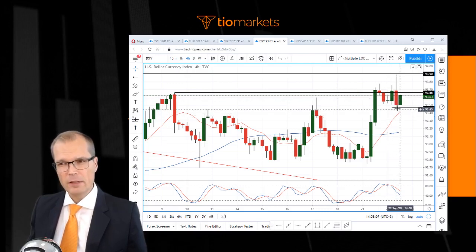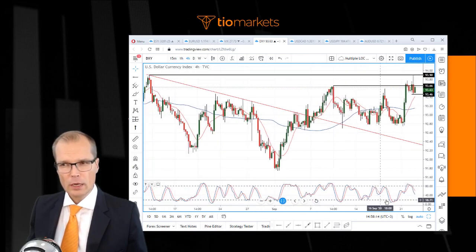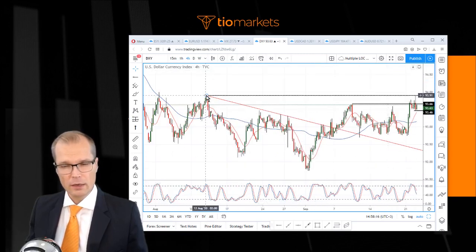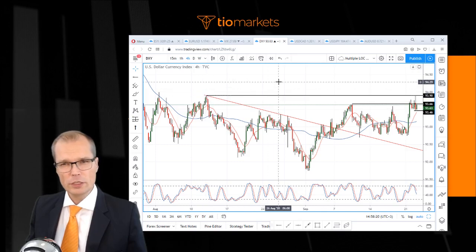But if this keeps on pushing through this resistance and goes beyond this resistance here, then the likelihood of this market continuing higher and Euro USD continuing lower is obviously getting higher and higher.